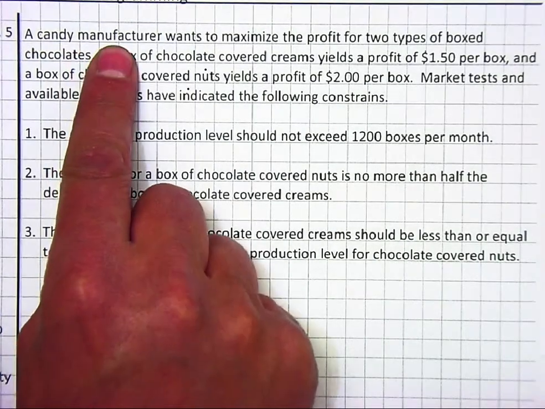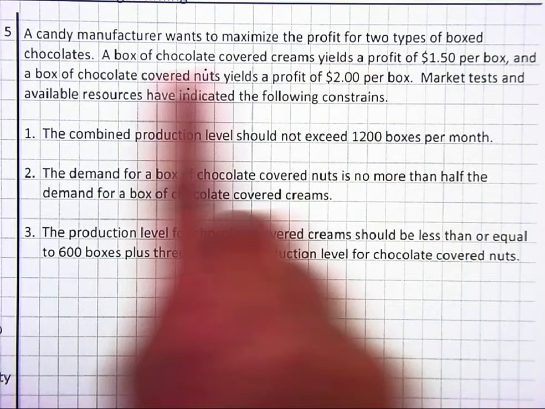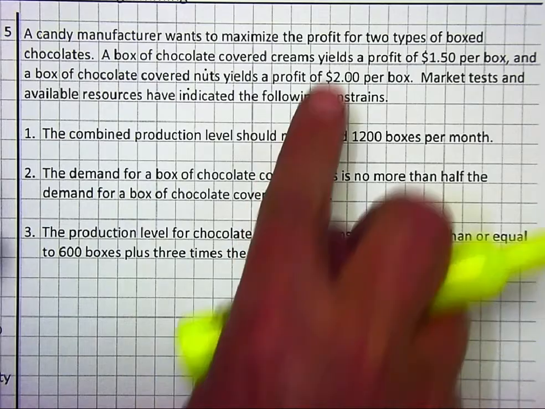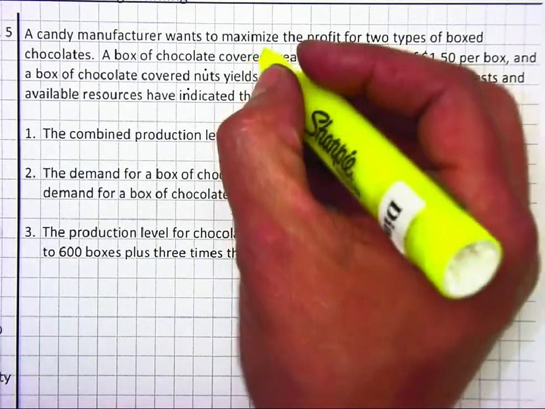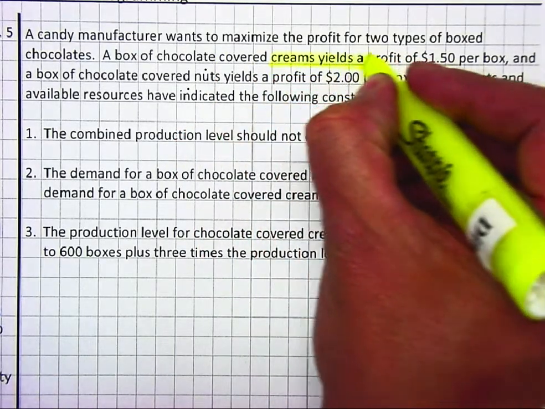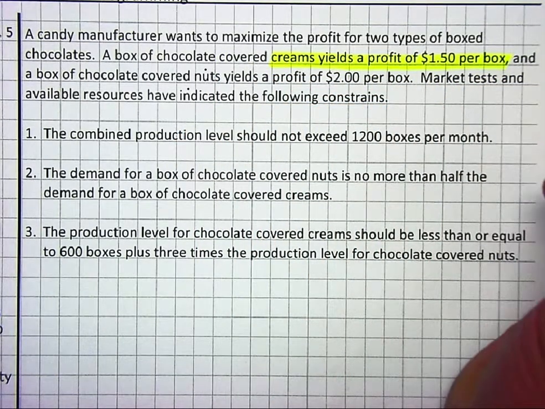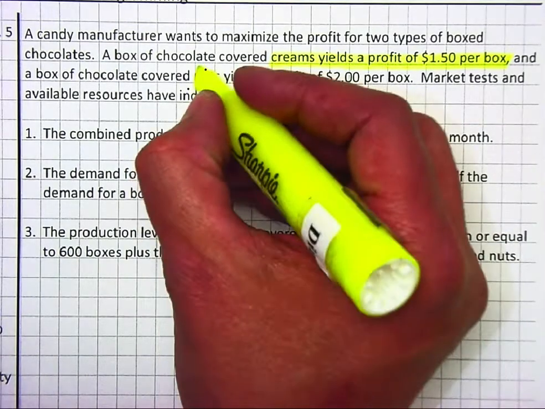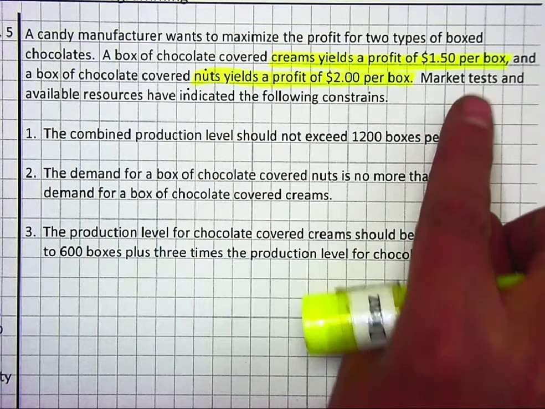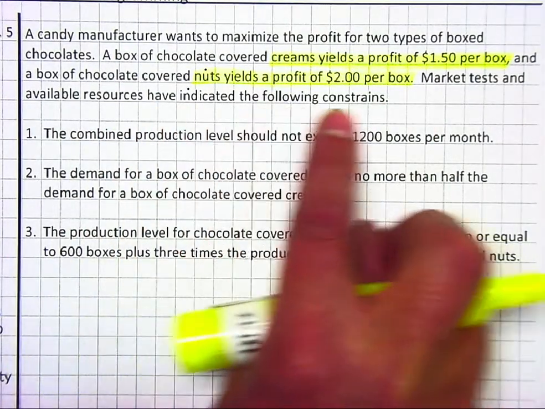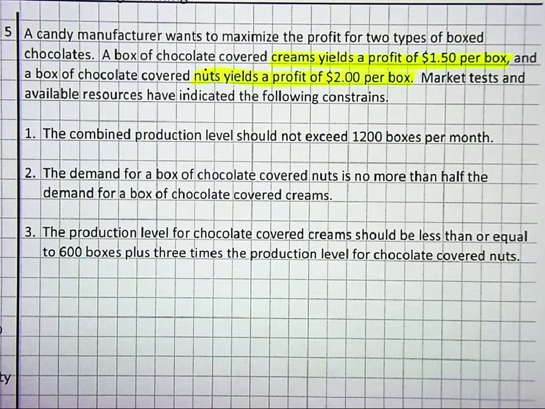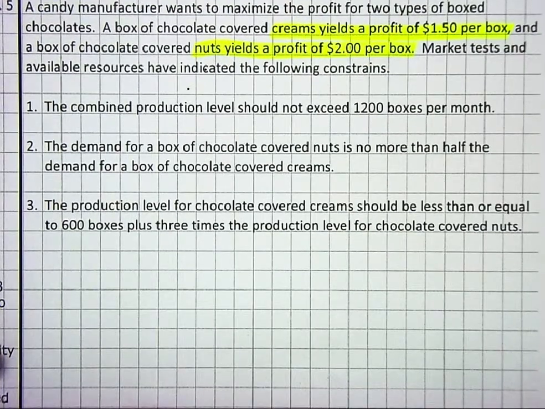A candy manufacturer wants to maximize the profit of 2 types of boxed chocolates. A box of chocolate covered creams yields a profit of $1.50 per box. And a box of chocolate covered nuts yields a profit of $2 per box. Market tests and available resources have indicated the following constraints. So first, let's go and write our objective function.